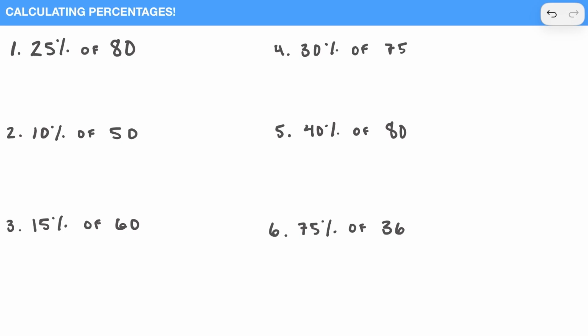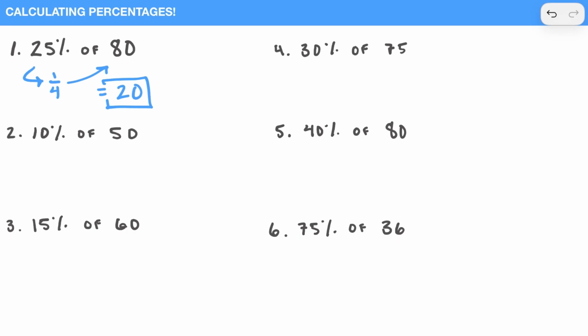We're asking for 25% of 80. Here's what my brain is jumping to. I know that 25% is the same thing as 1/4. 1/4 of 80 is actually fairly easy to calculate because 80 is a nice round multiple of 4. If I take 80 and divide it by 4, that gets me 20. And that's my answer.